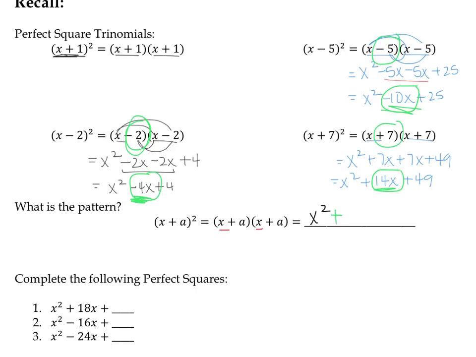So that's like saying plus 2 times whatever our a is, and then we have an x next to it. And then last, we have our a times our a, which just means it's a squared. So this piece right here would be like saying a number doubled, whatever our a value is, and then this is our number squared.